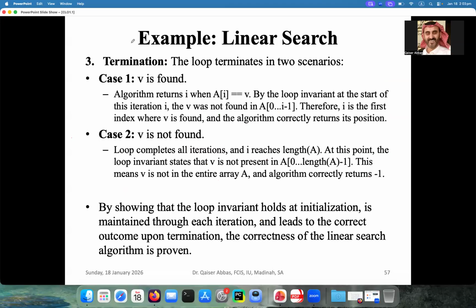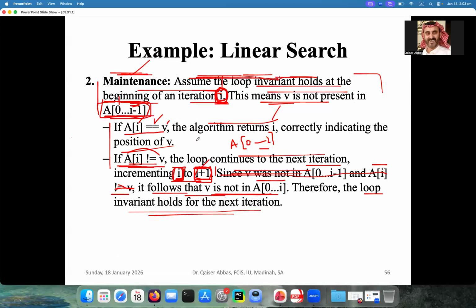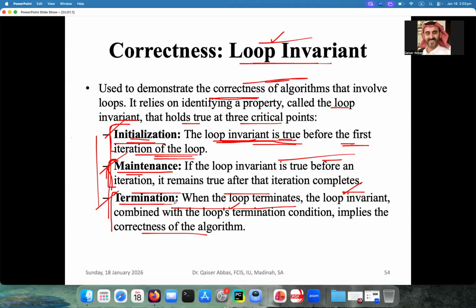Last step, termination. The loop will terminate in two situations. Case 1, when the element V will be found, and when the element V will not be found. Now let's have a look at the termination condition. When the loop terminates, you have to see the statement of the loop invariant, and then you have to combine it with the loop termination condition. And then you have to conclude that the algorithm is correct.